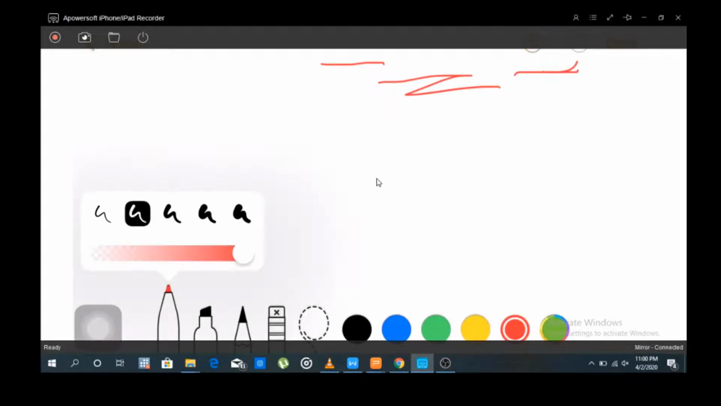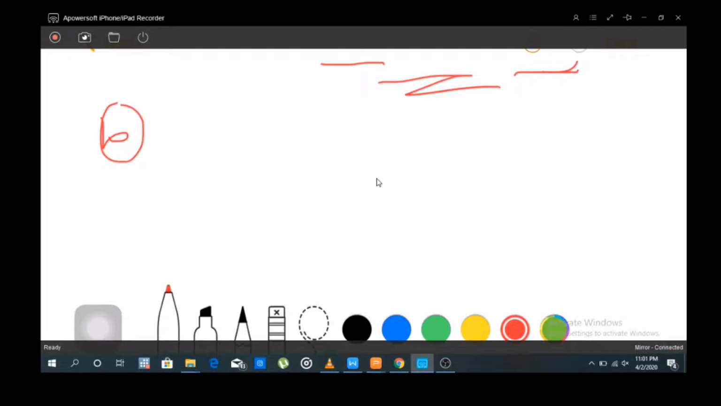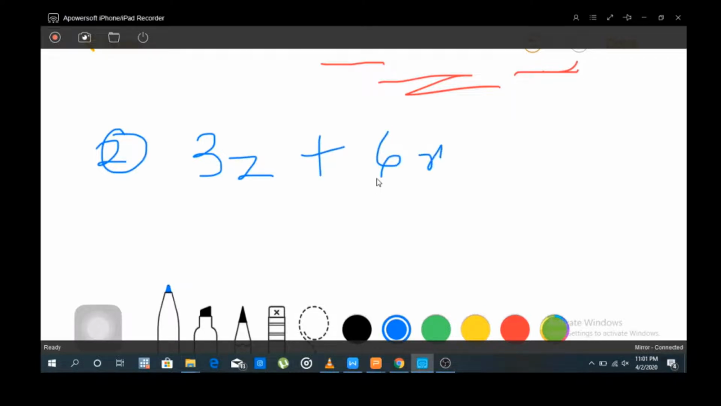So let's use the z. Example 2. Let me take a different pen. So if I have 3z plus 6x again plus 2z plus x. So we need to group like terms.